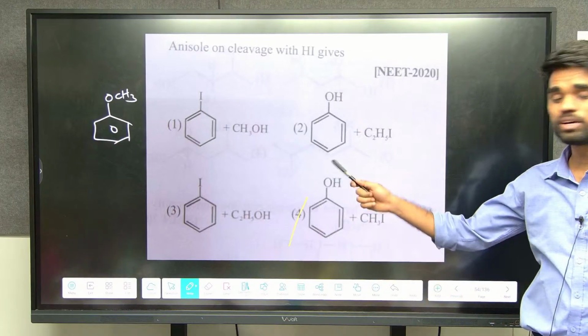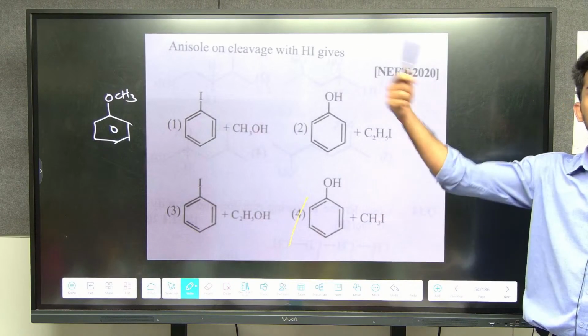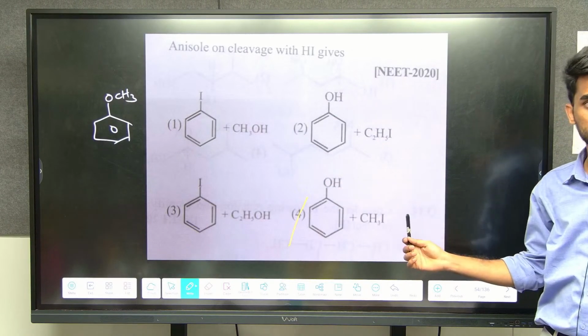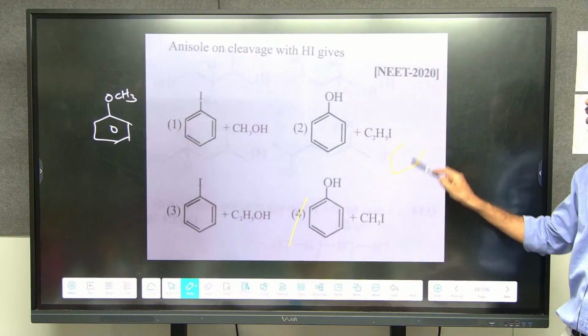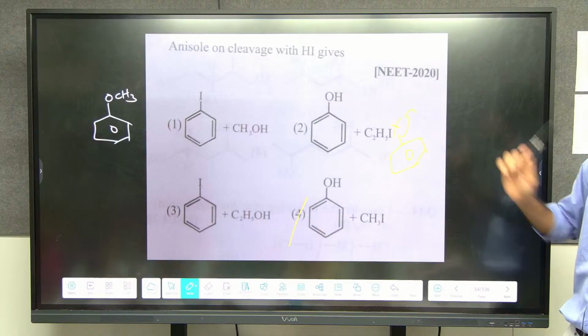Okay, what I told you here: alkyl halide with phenoxide ion gives you the anisole product, because aryl halides won't participate in the substitution reaction.